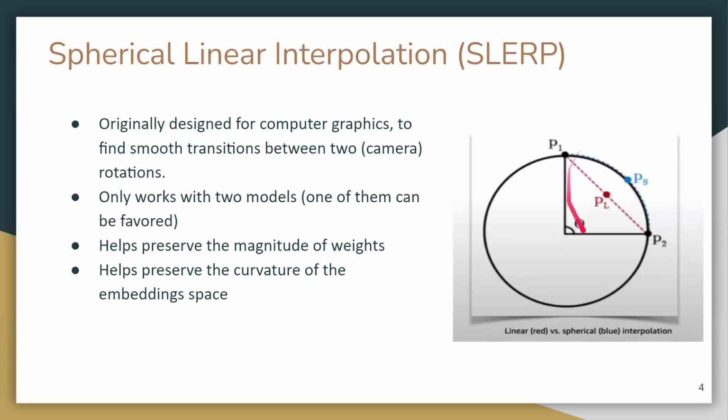If we look at this diagram, imagine P1 and P2 are two embeddings, two vectors pointing at different parts of space. If we do the linear averaging, which is a basic average, that average will be PL for linear averaging. We can see the magnitude is very different here, and the curvature of the overall structure, or the shape of the embedding space, has changed. It's not so much a sphere now.